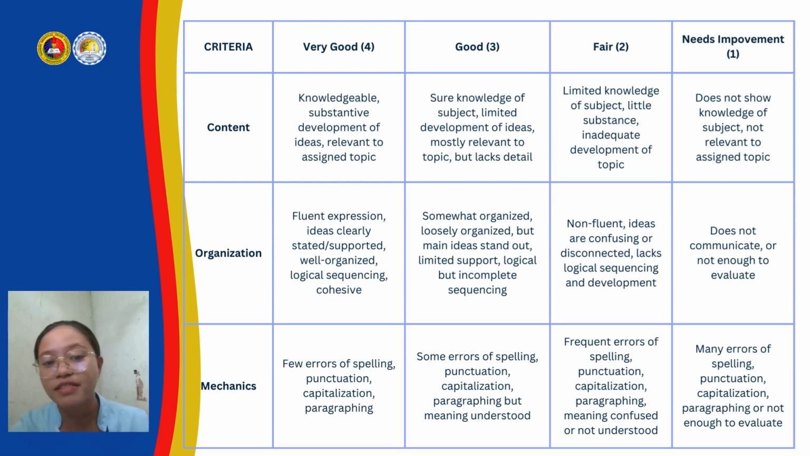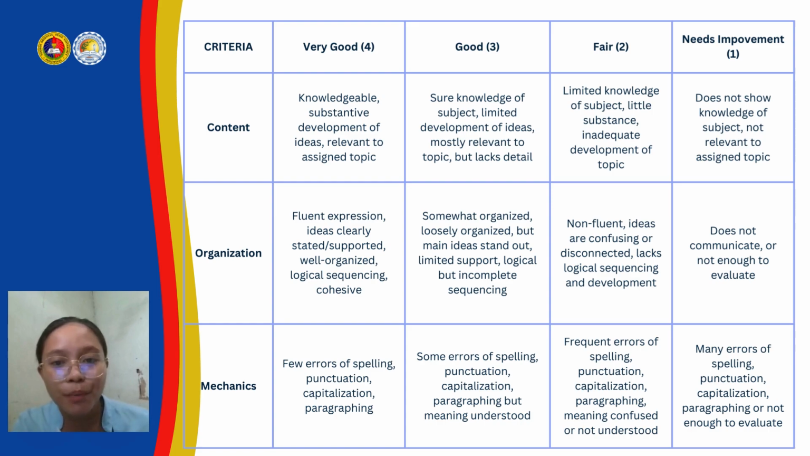All right. So as I have said earlier, from the components and how to create a rubric, we should have the components and how these students are graded. So we have content, organization, and mechanics. And for knowing the highest to lowest, we have very good, good, fair, and needs improvement, and of course assigning numerical value, 4 as the highest, 1 as the lowest.